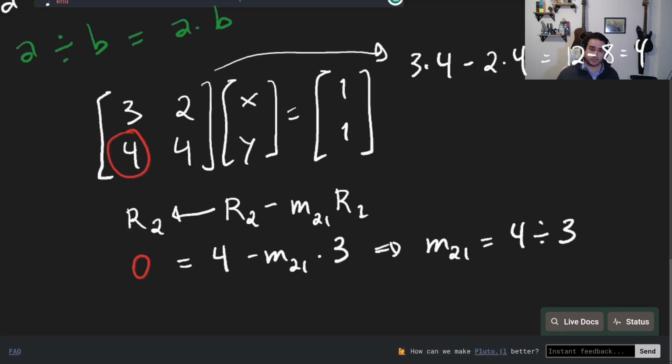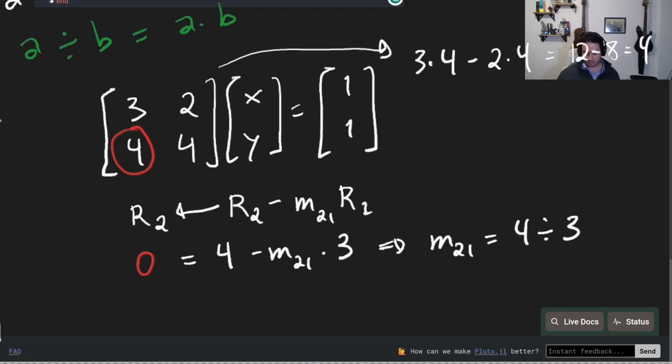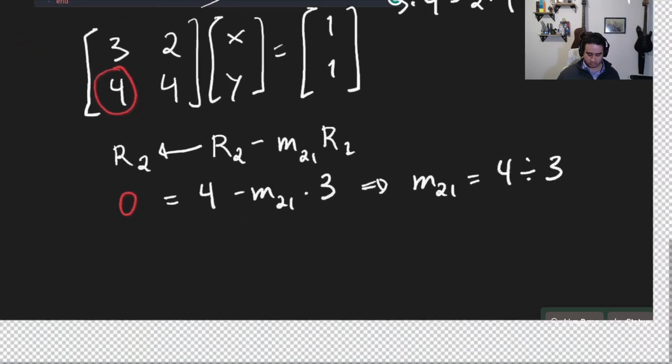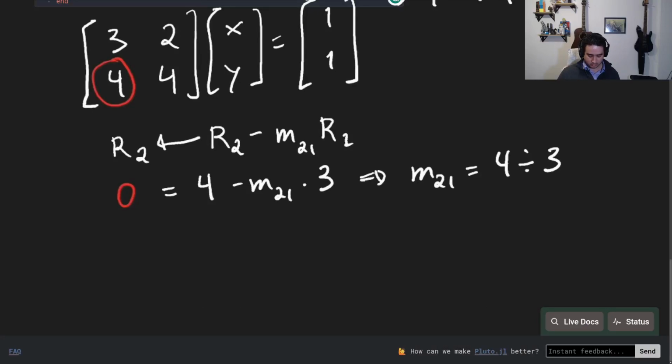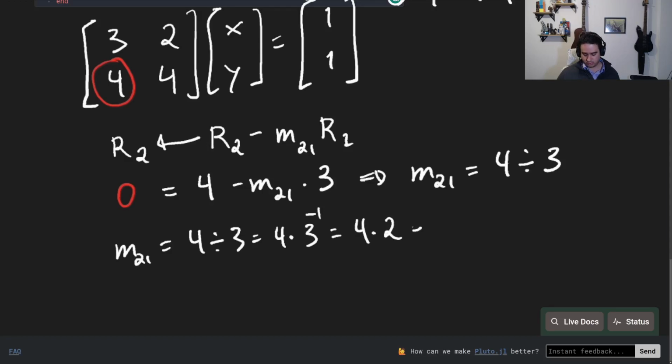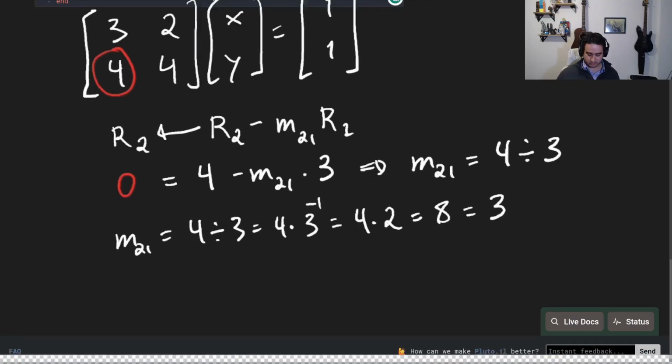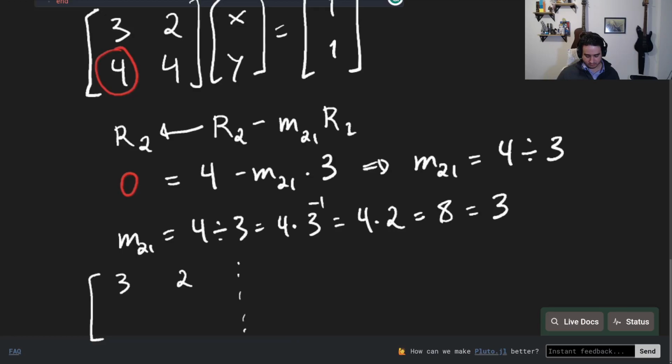Usually it would be 4/3, but not in this case because we are not talking about fractions. We were talking about division. So how much is this? So 4 divided by 3 is actually 4 times 3 inverse, and we saw 3 inverse is actually 2. So this is 4 times 2, which is 8, which mod 5 is 3. So that's what we're going to do. We're going to multiply the first row by 3, and we're going to update the second row by subtracting that amount using the augmented matrix here.